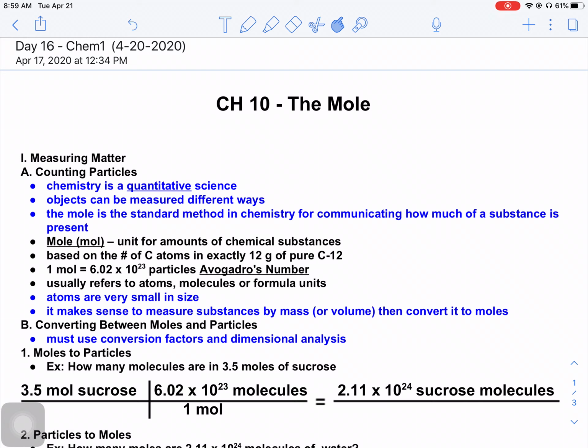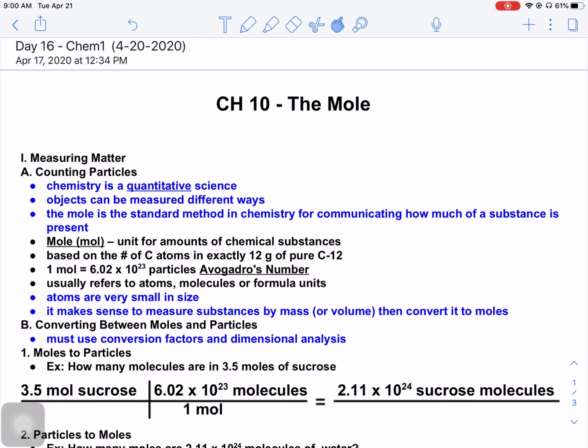Now, realistically, atoms are too small to be counted, and there's too many of them. So we don't actually count atoms, we don't actually count molecules, but rather we can measure the mass of a sample, or we can measure the volume of a sample, and from that information we can do some calculations, and we can actually find the number of atoms or molecules. So a mole is a way of quantifying an amount, and objects can be measured in different ways. So the mole is a standard way of measuring how much of a substance is present, and it's a super important topic for the next 2 chapters.